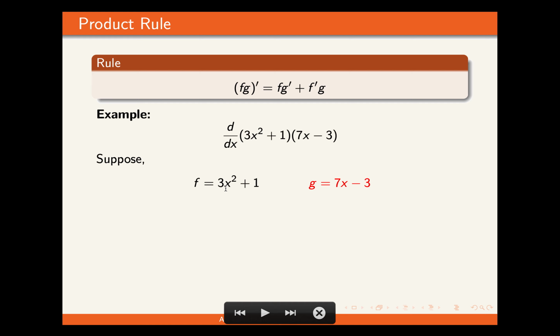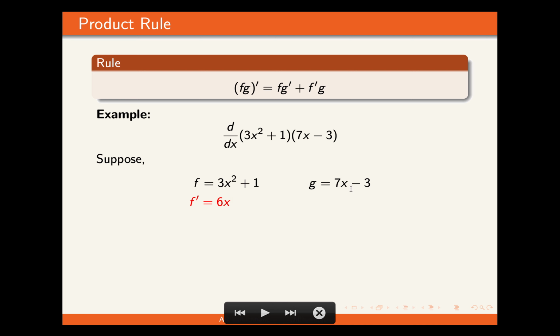So what is the derivative of f? The derivative of f will be 6x, right? By using the constant multiple rule, we can take 3 out, and then the derivative of x squared with respect to x will be 2x, right, by the power rule. So 2x times 3 will be 6x, and the derivative of 1 with respect to x will be 0. Why is that? Because of the constant rule. So we just have 6x here.